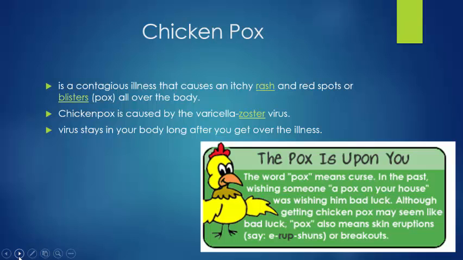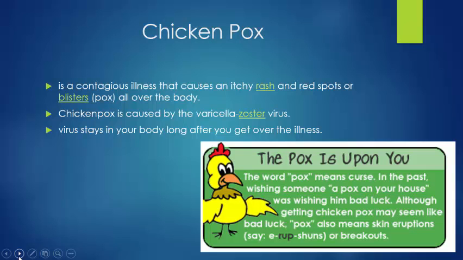Chickenpox is caused by the varicella zoster virus. It can spread easily. You can get it from an infected person who sneezes, coughs, or shares foods or drinks. You can also get it if you touch the fluid from a chickenpox blister. After you have had chickenpox, you aren't likely to get it again, but the virus stays in your body long after you get over the illness. If the virus becomes active again, it can cause a painful viral infection called shingles.